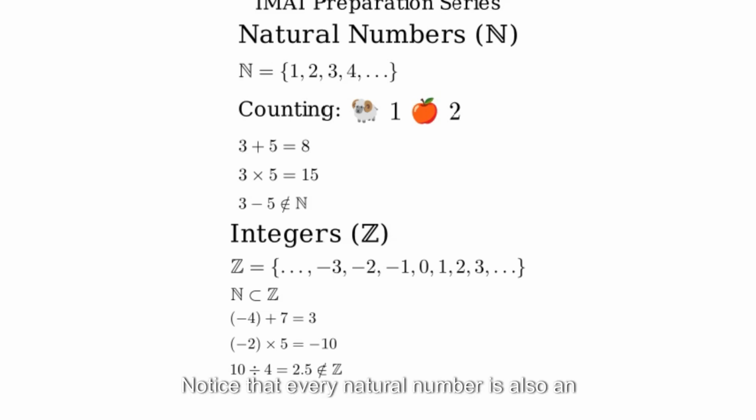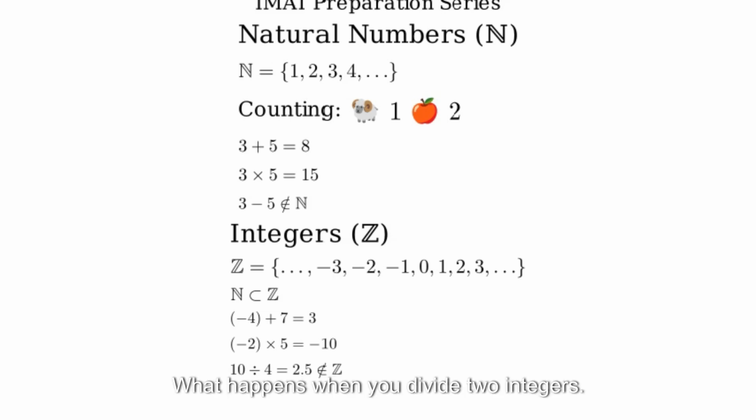Notice that every natural number is also an integer. We can say that script N is a subset of script Z. This concept of nested sets is critical for IMAT. N is a subset of script Z. Key properties: integers are closed under addition, subtraction, and multiplication. This means if you add, subtract, or multiply any two integers, the result will always be another integer.